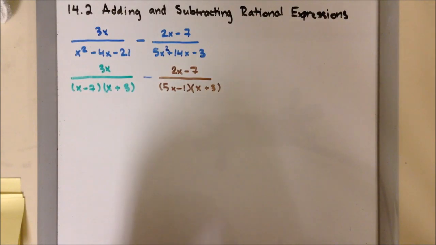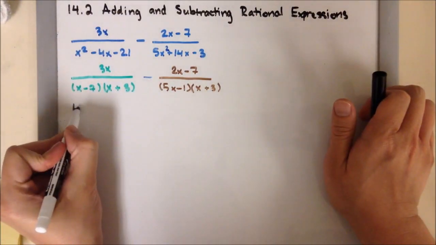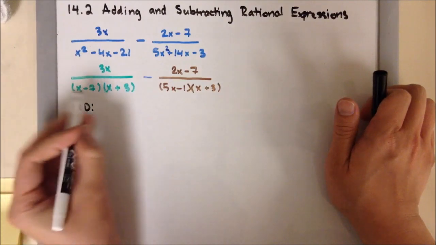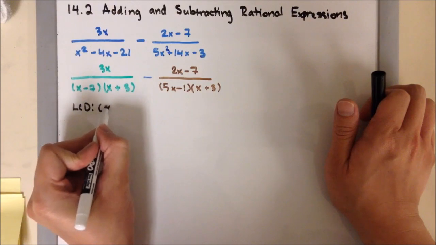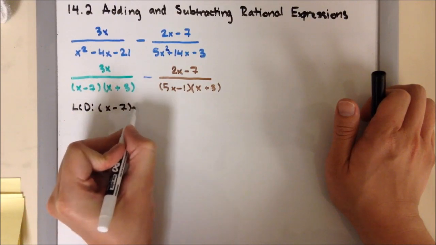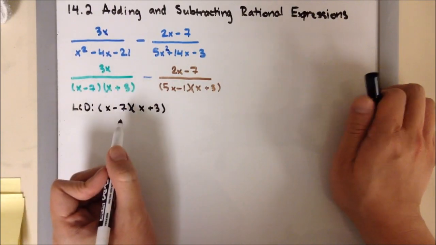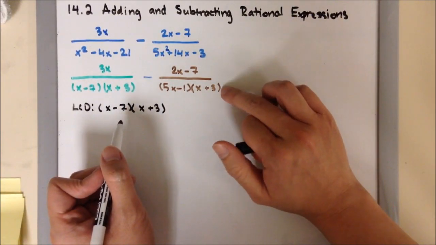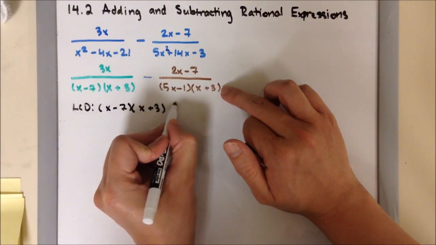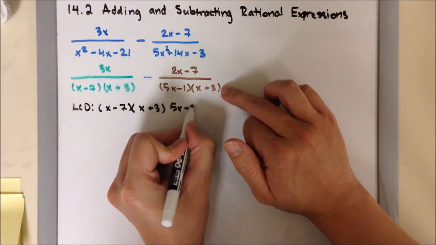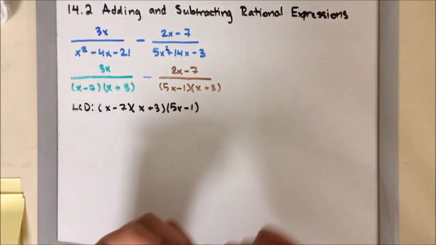Now, let's form our LCD. Now, the factors from the first fraction are x minus 7 and x plus 3. Now let's compare it to the second fraction. We have an x plus 3, but we're missing the 5x minus 1, so I'm going to include that in the LCD. So I have all the factors I needed for the LCD.